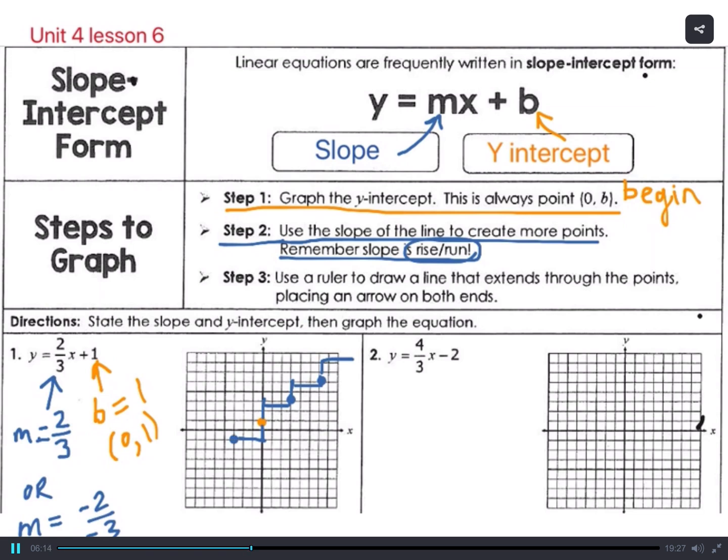And you can keep going as long as you want. You can go till you run out of graph paper, or you can go until you feel like you have enough points that you can make a nice line, okay? So the points I'm going to connect are, and I'm just going to make them bigger, there, there, there, and there. And notice that even after changing directions, all of those points line up nicely, so I can do my last step, which is to connect them with a line and put arrows on both ends.